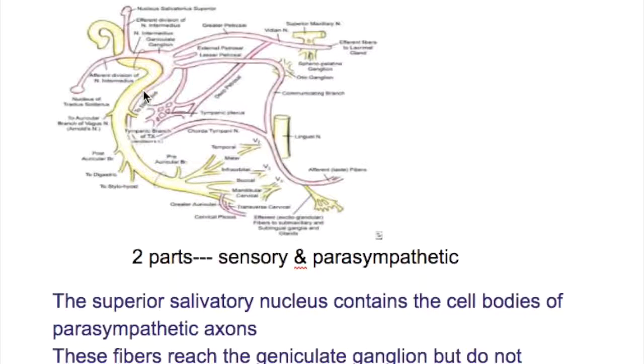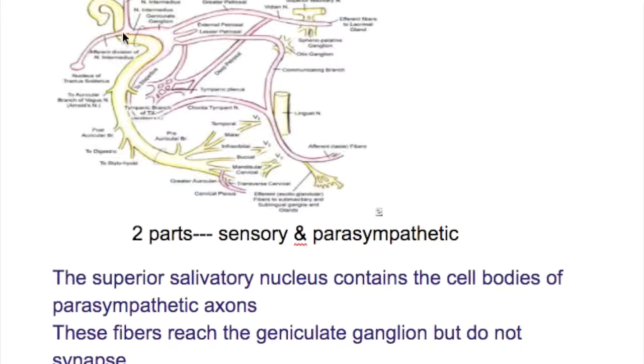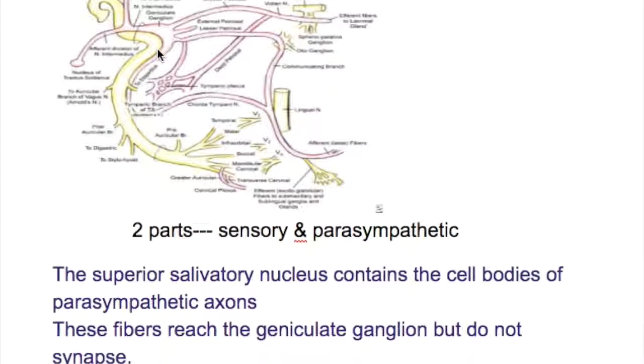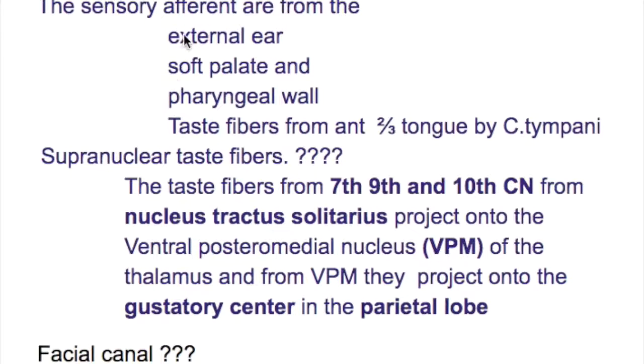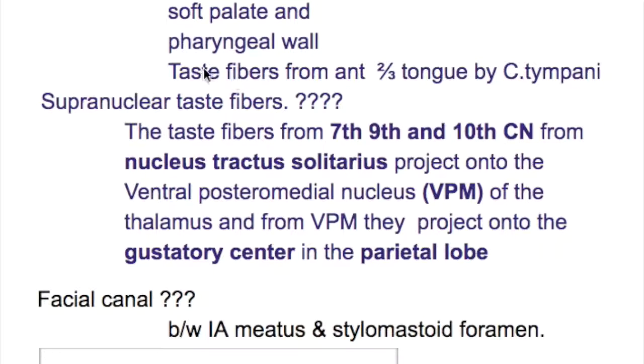Which of them relays in the geniculate ganglion? Only the sensory fibers from the nucleus solitarius relay in the geniculate ganglion. The parasympathetic and the motor part don't relay in the geniculate ganglion. Sensory afferents of the facial nerve: the sensory afferents of the facial nerve are from the external ear, from the middle ear lateral and medial surface, soft palate, pharyngeal wall, and the taste fibers from the anterior two-thirds of the tongue by the chorda tympani.